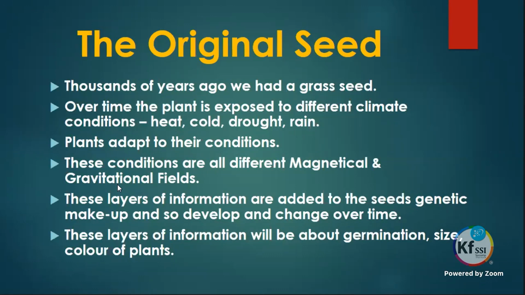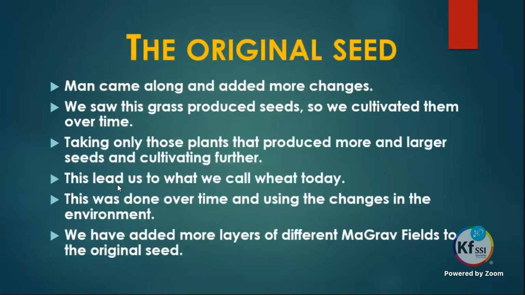Now, these different conditions of heat, cold, drought, and rain are all different magnetic and gravitational fields. And these layers of information are added to the seed's genetic makeup. And so the plant and the seed develop and change over time. And all these layers of information, all in the fields, are all about the germination, the size, and the color of the plants and how they've adapted to their environments.